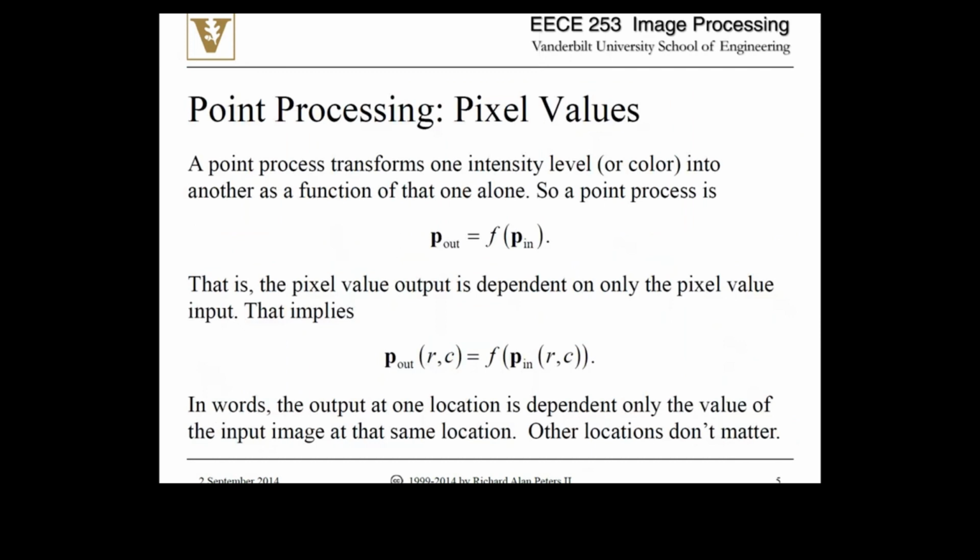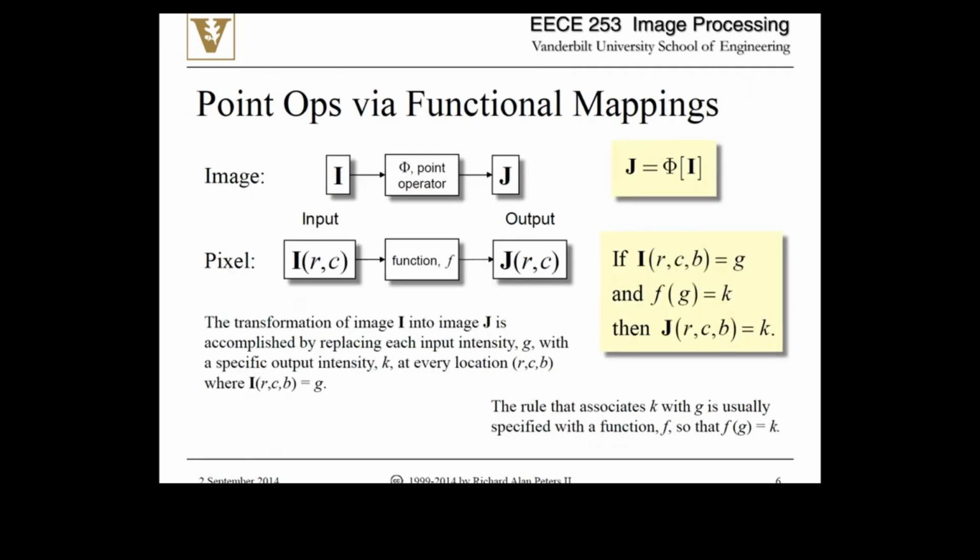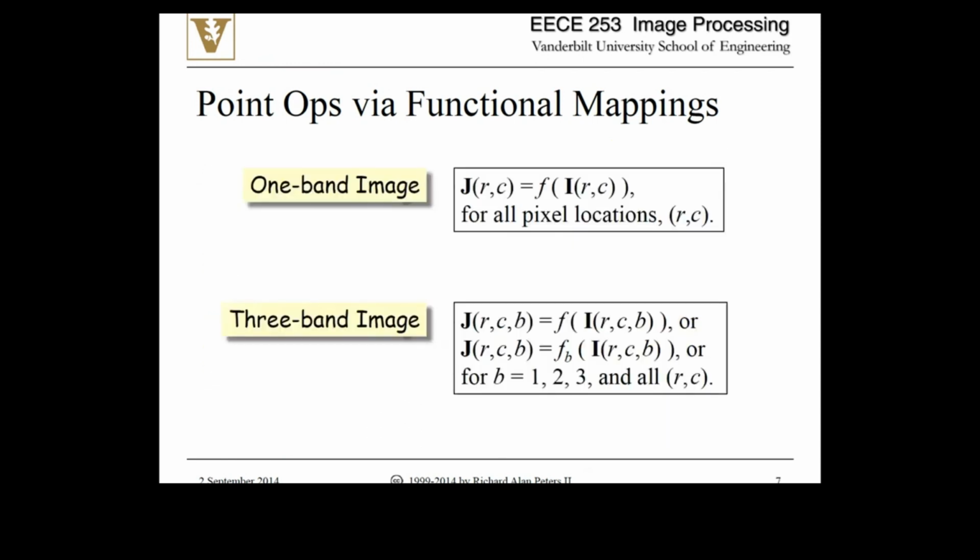Okay, this is the same kind of equation that I have written. The pixel at the output is a function of the equivalent location in the input image. This is just a graphical representation of that, but these are the same ideas. What happens if we have a color image? You can apply the same function to each one of the bands, or you can apply a separate function to each band. The band is this index P, so each band has its own transformation. Nothing really new.